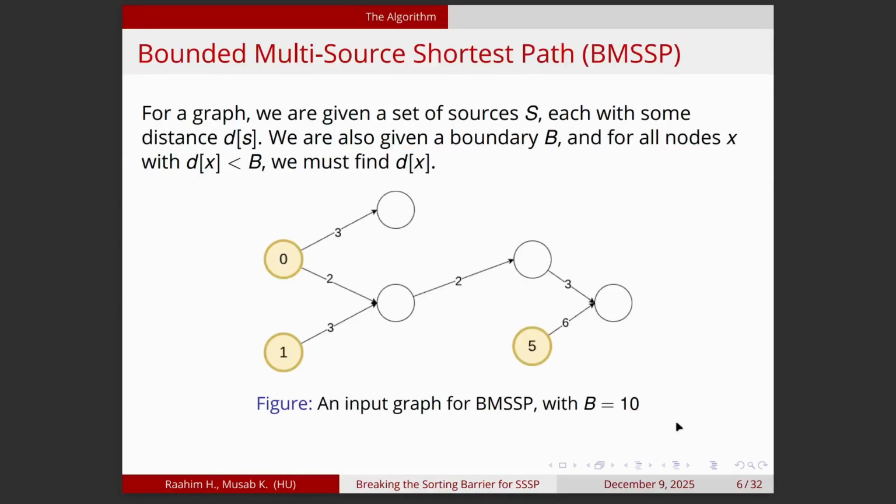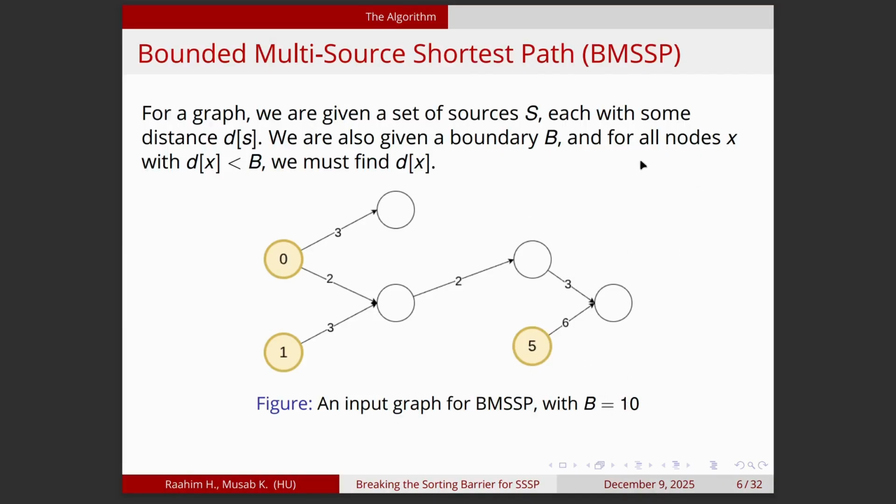Now we'll introduce a somewhat related but more general problem called the bounded multi-source shortest path problem. And this is what the paper focuses on: for a graph, we are given a set of sources, so not a single source, but a set of sources. In this case, you have these 3 yellow nodes, and each has a distance already associated with it. So this has 0, this has 1, and this has 5. And we're given a boundary value b, which in this case is 10.